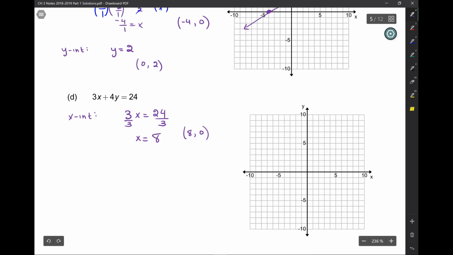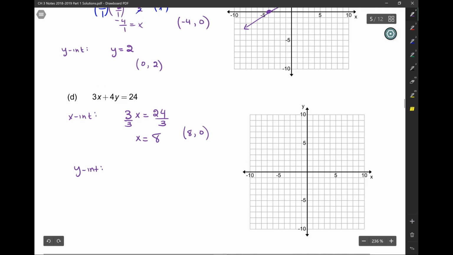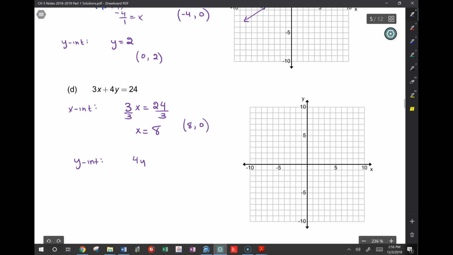I would, because sometimes on the test you get confused and you're rushing and you're stressed and you just want to minimize the confusion. Y-intercept, 4y equals 24.